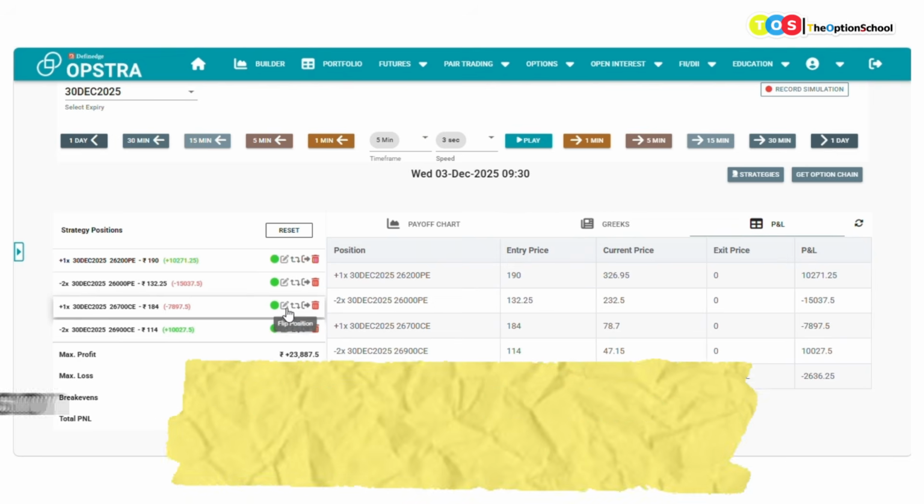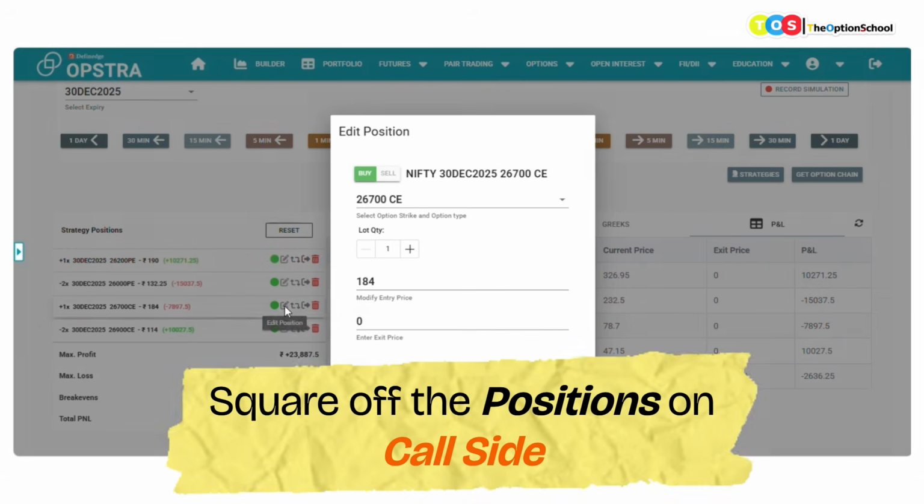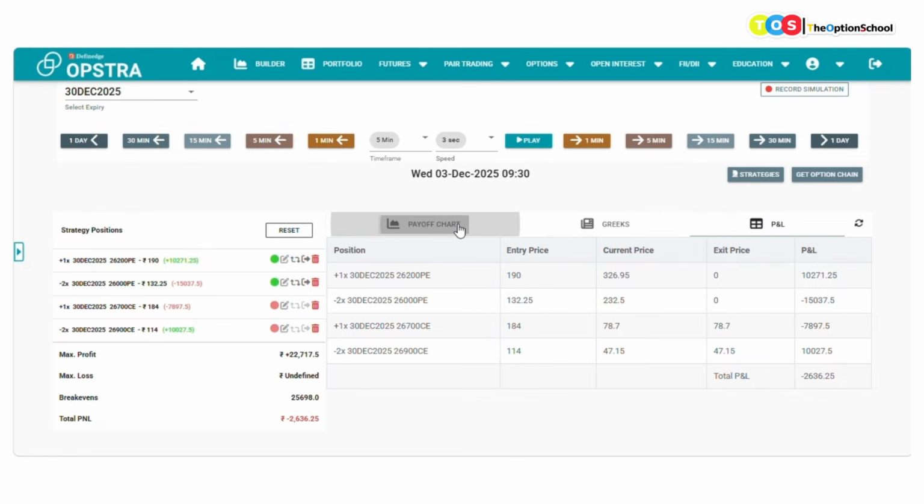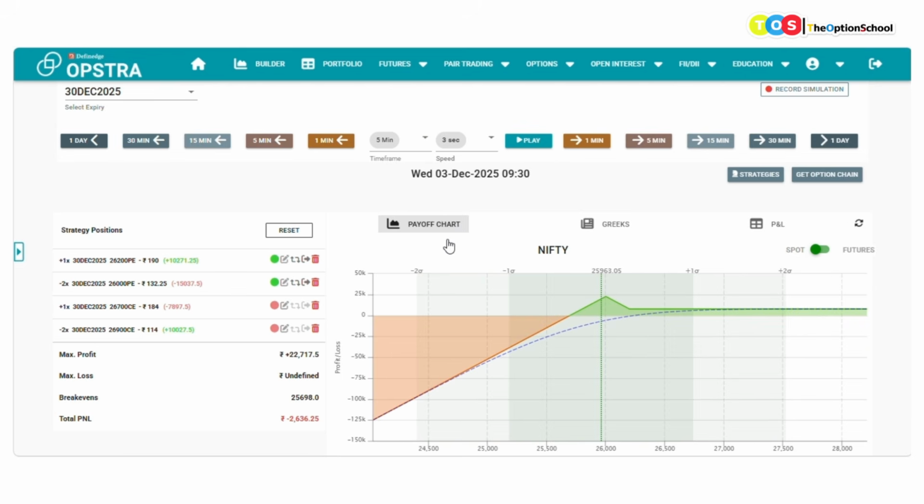So what I will do, I will square off the call sides now because the market has tanked down. Now if you see the trade, it looks like this. I have a lower break-even point of 25,698. Market is right now at 25,963. But my problem is that the market has already crossed the peak of this triangle.